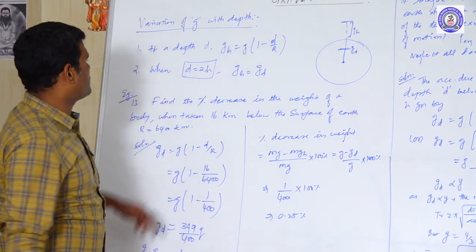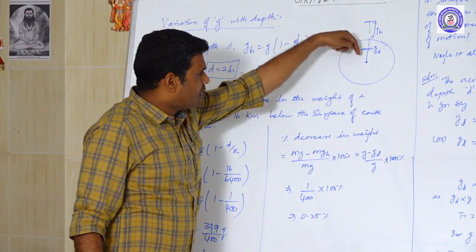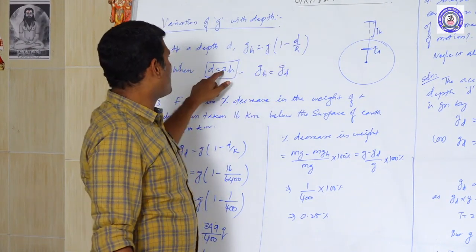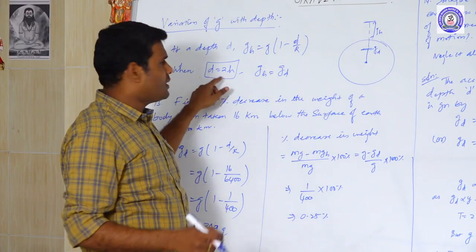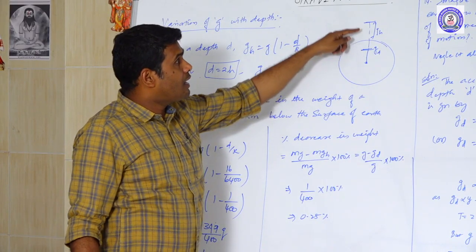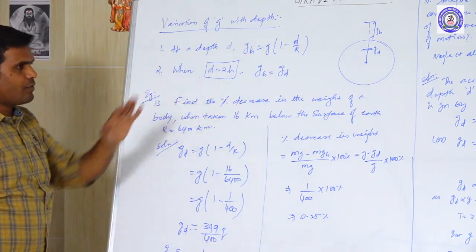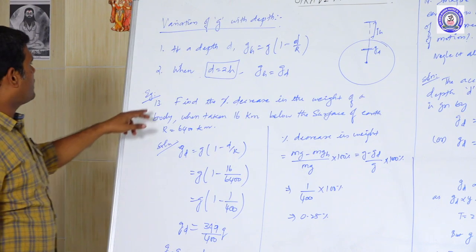d equals 2h, 2 into h. The depth inside the Earth will be equivalent to twice the height above the Earth's surface. If this condition is satisfied, then the value of g at the depth and the value of g at the height h will be equal. Based on that, we are going to solve the problems here.